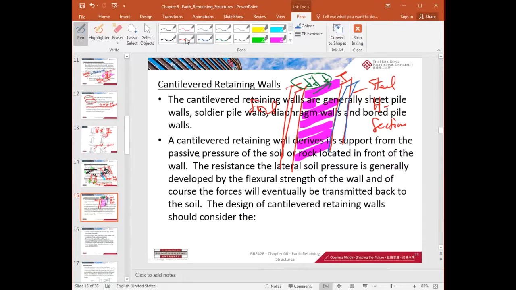Can you see? They look like soldiers, standing vertically and firmly. The soldiers, the soldier piles. Okay. And these are the planks. So it consists of the vertical piles and the horizontal planks.